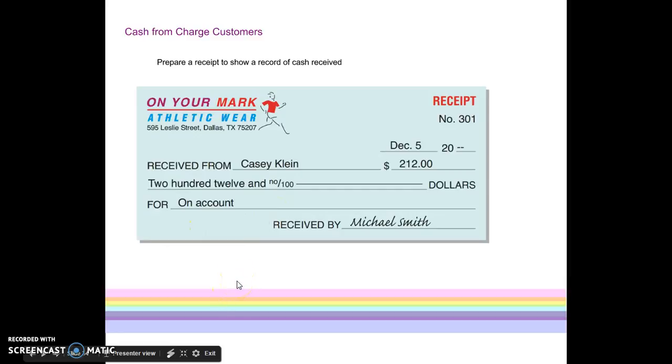Let's first take a look at a receipt. Anytime you see a receipt as a source document, immediately think cash received, which means cash in hand. In this case, we are going to reference the Casey Klein transaction from previous sections. We made a sale to Casey Klein for $212. Now it's come to the point where Casey has sent in payment for that sale, so now we have to record it.